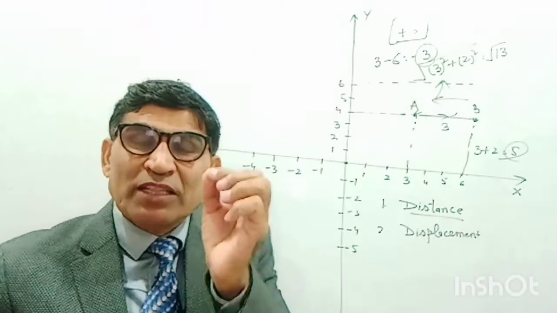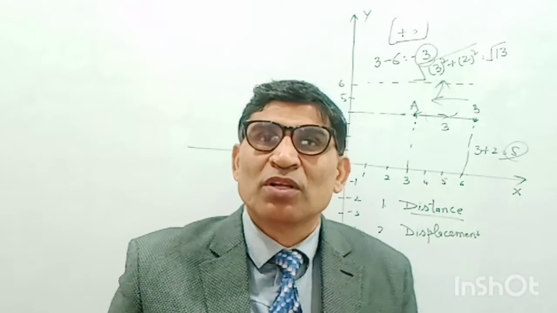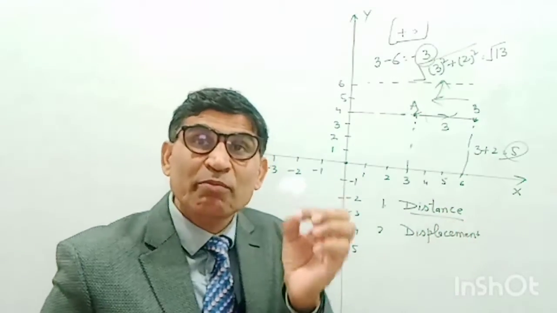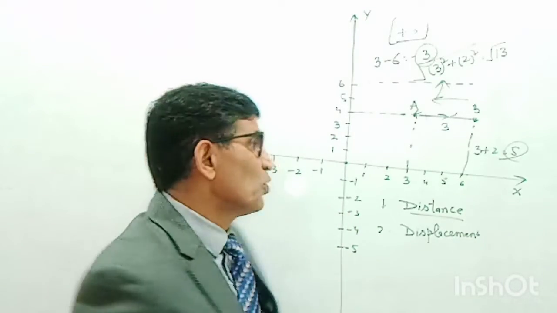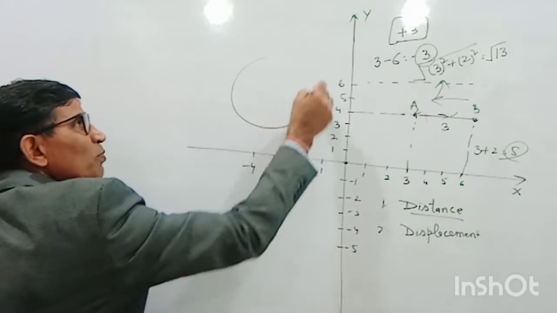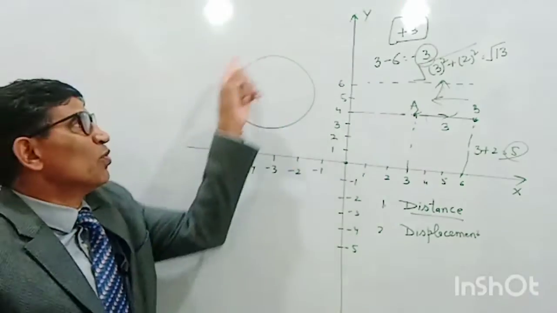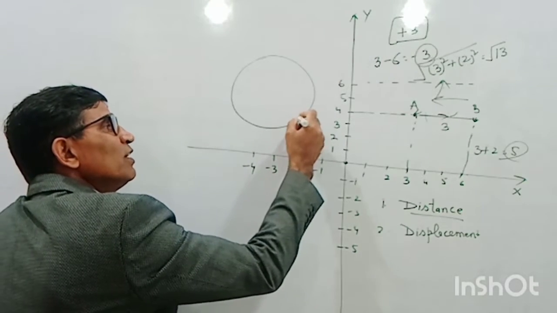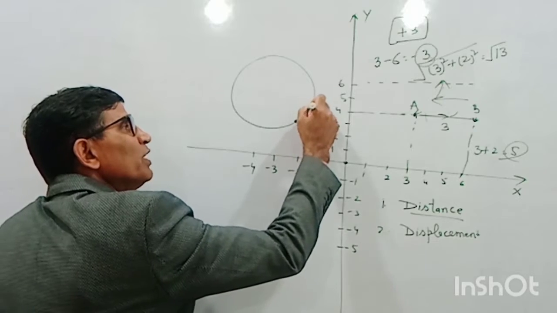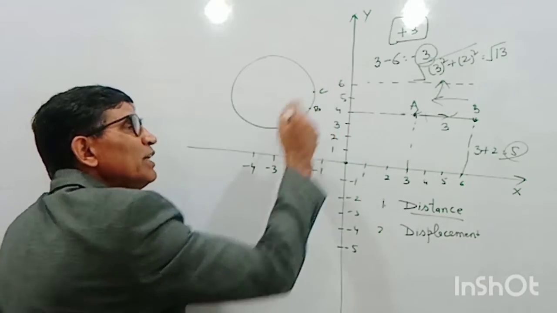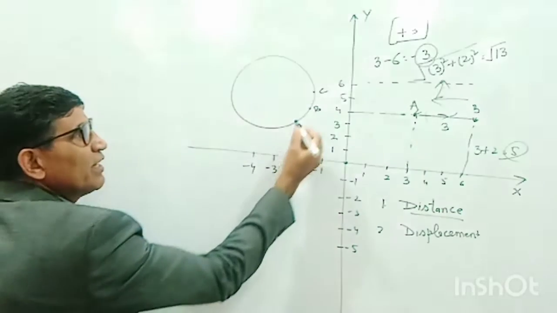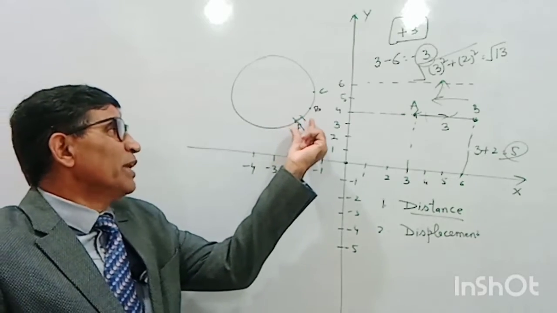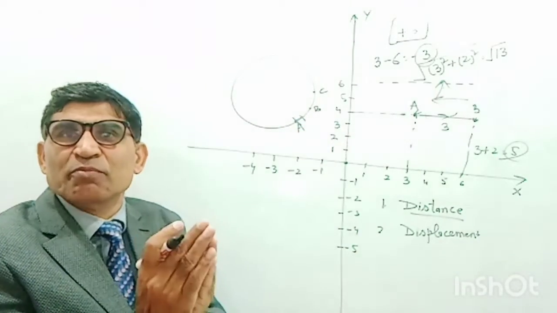But mind it, when the time interval is very small, then the magnitude of displacement and distance are the same. Suppose a body is moving on a circular path. This is the trajectory or the path followed by the body. If it is moving from point A to point B to point C, at every point its direction is changing. But if I take the interval very short, then the magnitude of displacement and distance, both are the same.